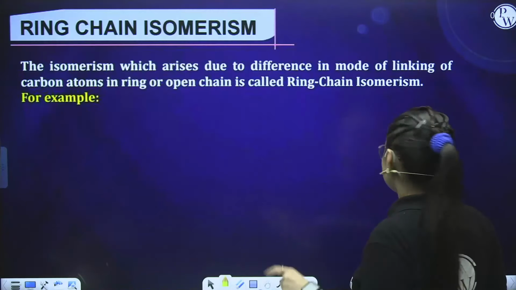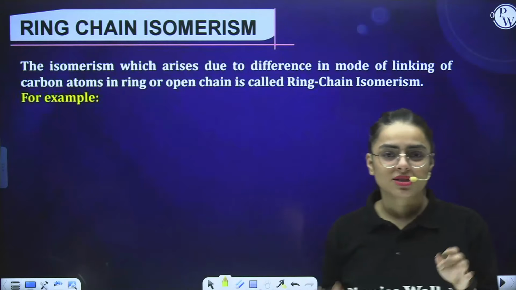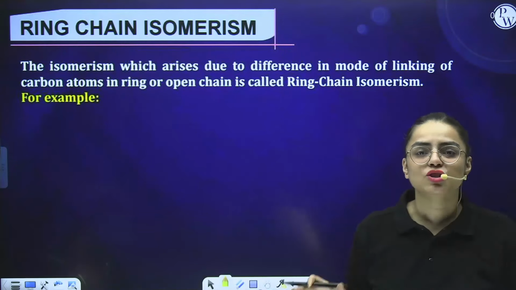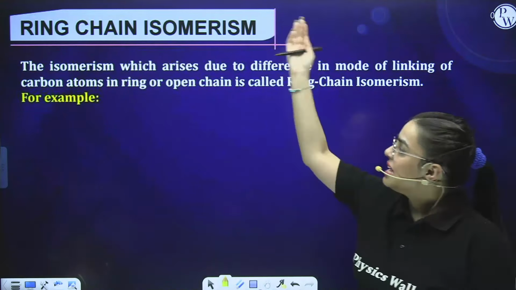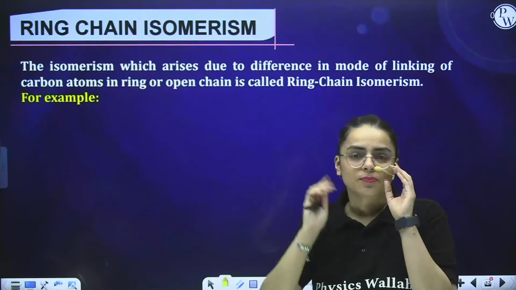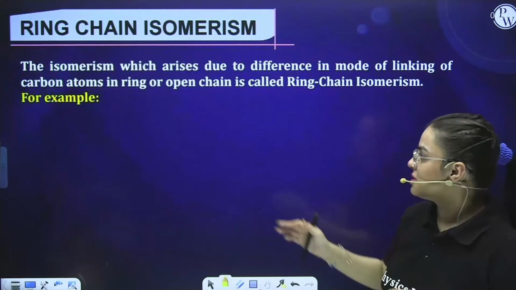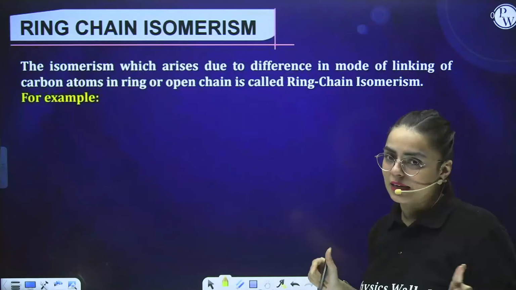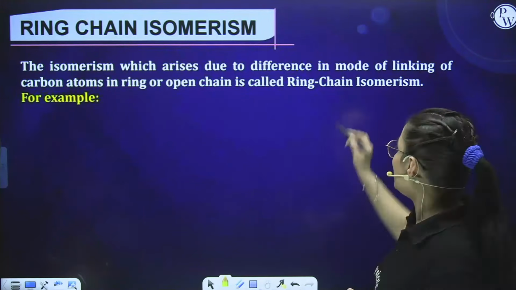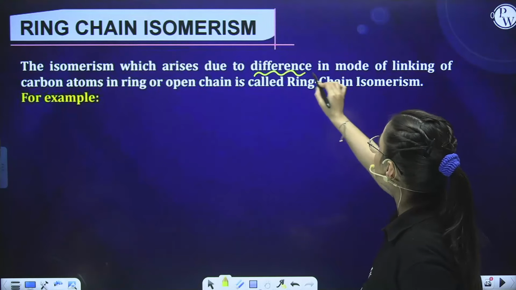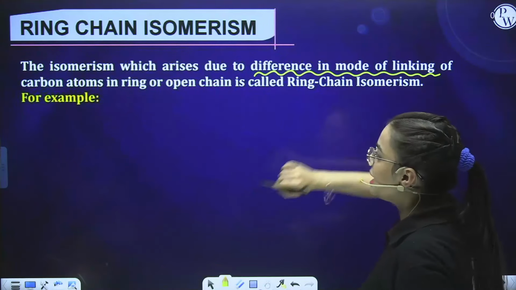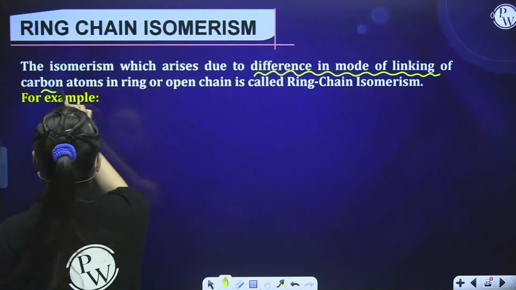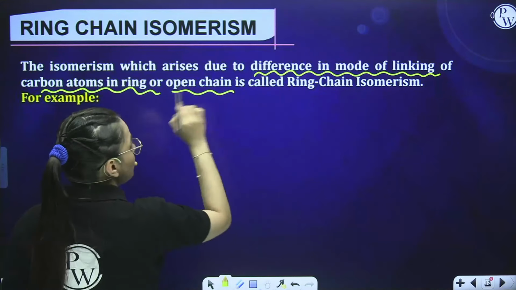Now comes a special kind of functional isomerism, that is ring chain isomerism. Now what do you mean by ring chain isomerism? The isomerism which arises due to a difference in the mode of linking. It is quite different and easy also. Here you will see the difference in the mode of linking of carbon atoms in a ring or an open chain.